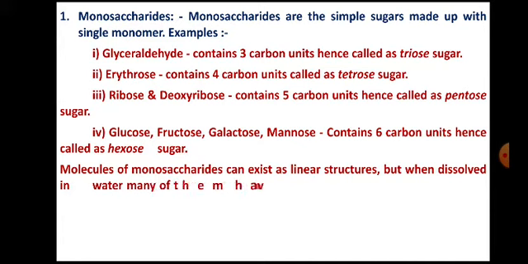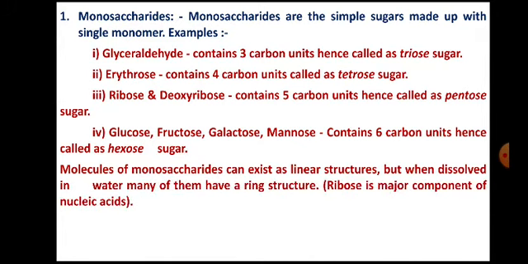Now, the molecules of monosaccharides can exist as linear structures or planar structures, but when dissolved in water, many of them have a ring structure. That means whenever these monosaccharides are present in the cell, in water, in cytoplasm, they are present in ring form. Ribose is a major component of nucleic acids and is present in ring form whenever it is present in RNA and DNA.